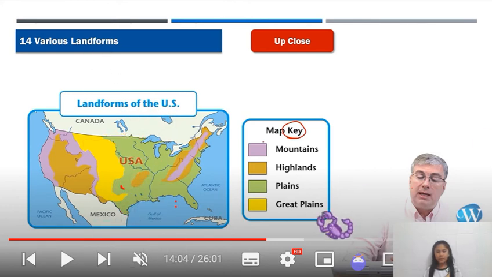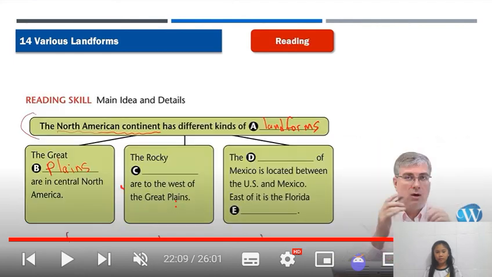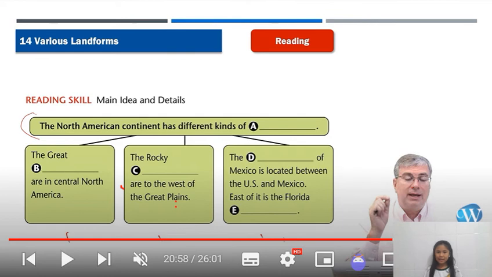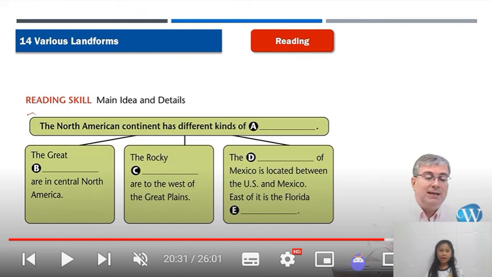Well, let's come to our next part, our chart. The North American continent has different kinds of landforms. The Great Plains are in central North America. The Rocky Mountains are to the west of the Great Plains. The Gulf of Mexico is located between the U.S. and Mexico. East of it is the Florida Peninsula, right? Well, let's read again.